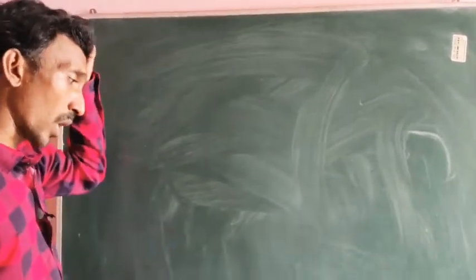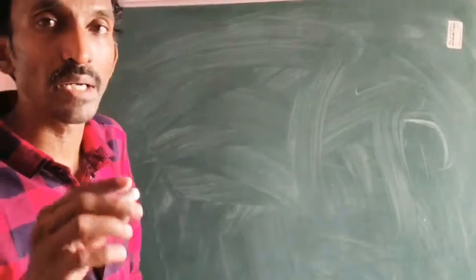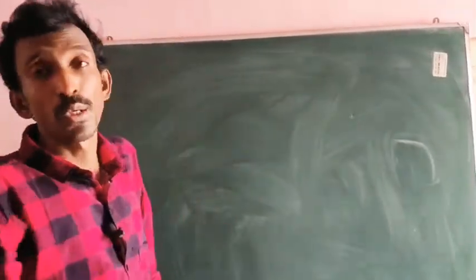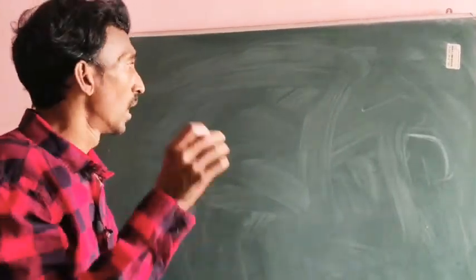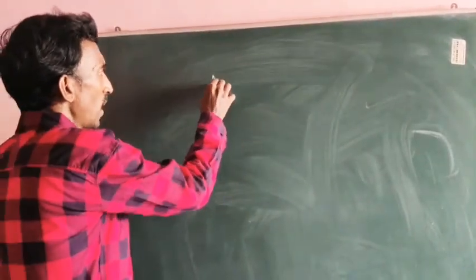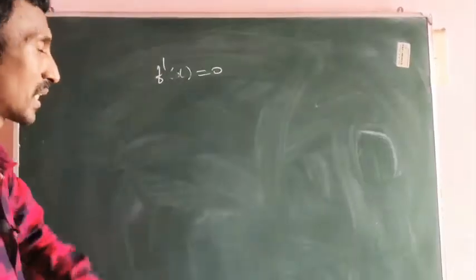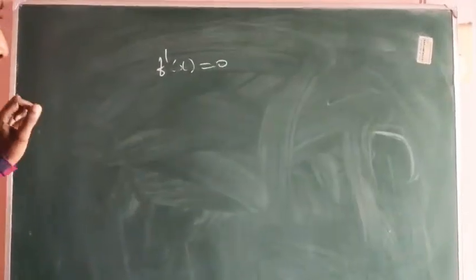Next concept, local extremum. My dear student, remember, local extremum does not exist at the end points. So no need to put the lower limit and upper limit. So the working procedure is: find out the critical numbers, either f dash of x equal to 0 or f dash of x does not exist.